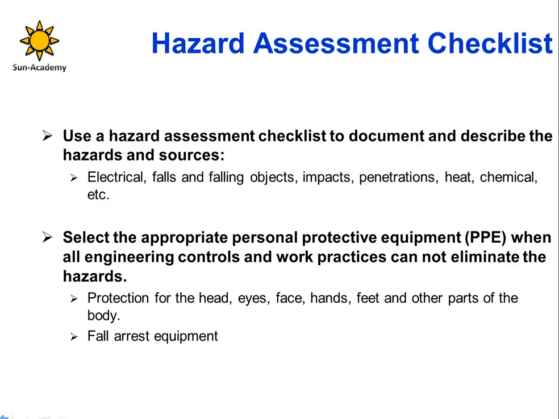Hazard assessment checklists. Use a hazard assessment checklist to document and describe the hazards and sources. For example, electrical, falls and falling objects, impacts, penetrations, heat, or chemical. Then select the appropriate personal protective equipment, PPE, when all engineering controls and work practices cannot eliminate the hazards. Protection for the head, the eyes, the face, hands, feet, and other parts of the body, and fall arrest equipment.